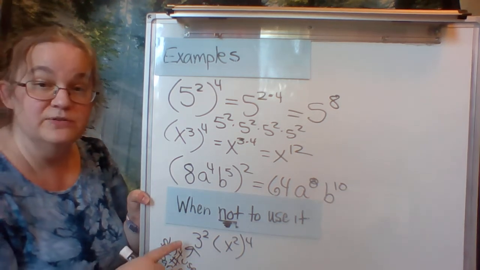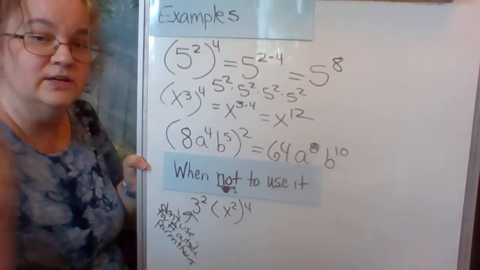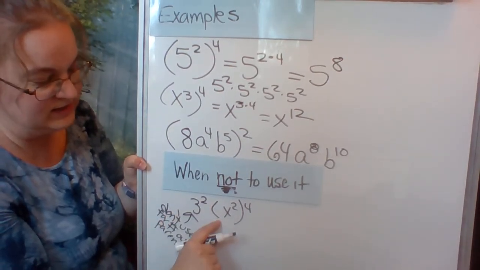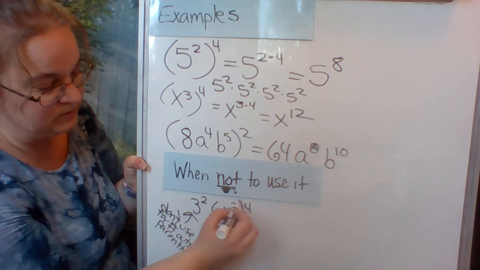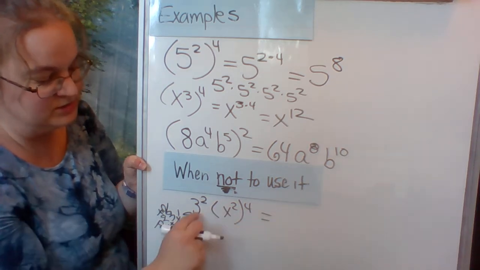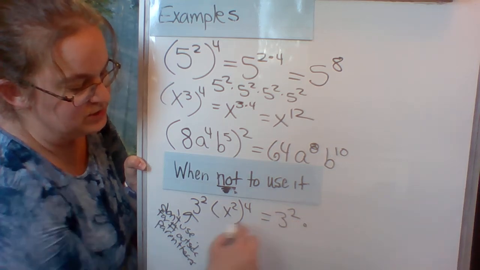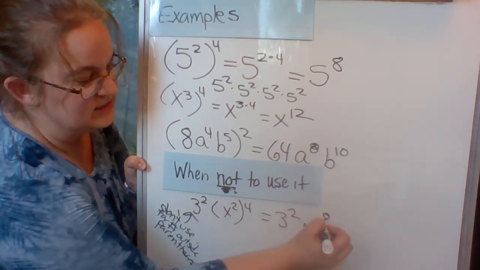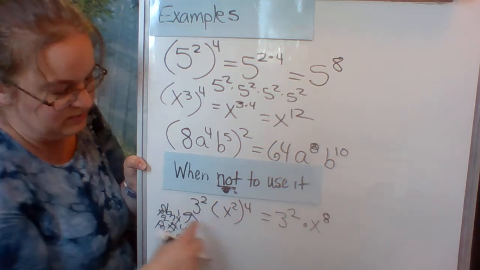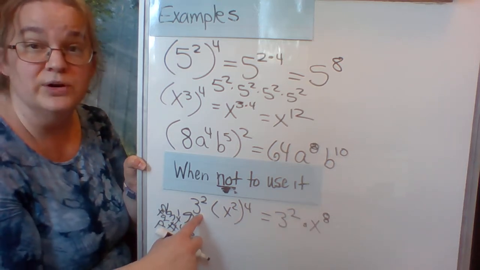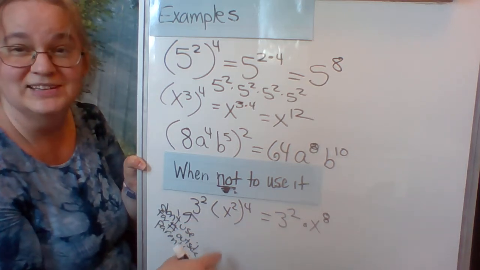Okay, so if I have the 3 squared outside of the parentheses, I'm going to use the power rule inside. I'm just not going to use it out here. This is going to stay 3 squared, and that's like 3 squared times x to the 8th. So I would use it here, but I'm not going to use it on a number outside the parentheses if I have a combination like this.